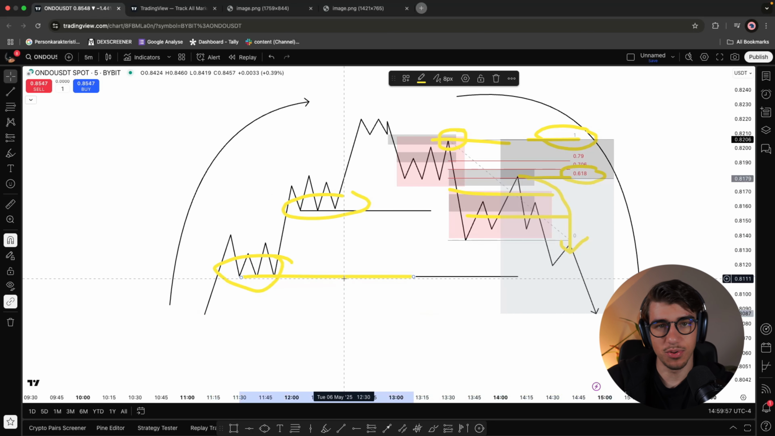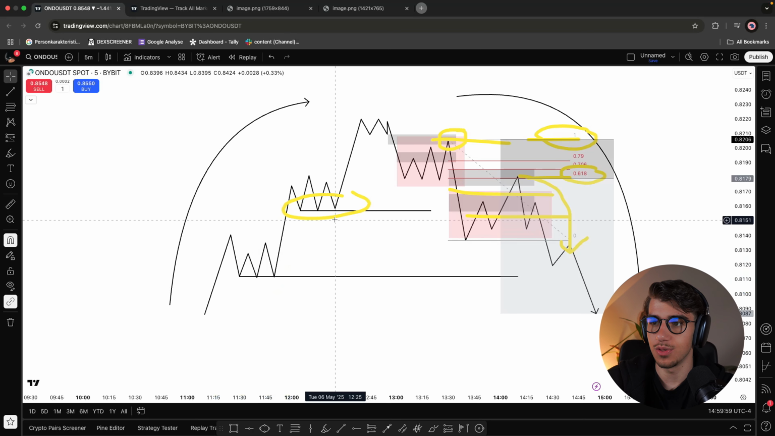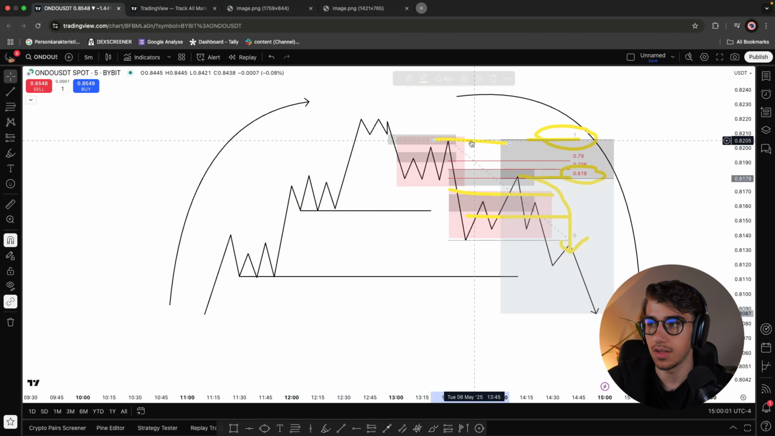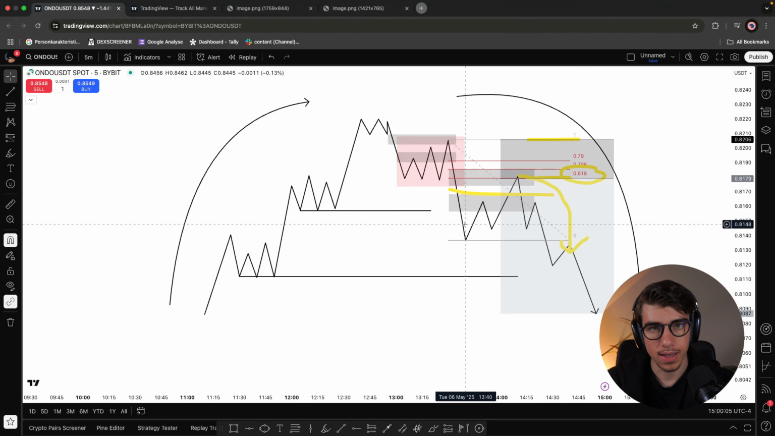Now, of course, it's important that you understand that it's not always going to look this clean. This is obviously an example that I have drawn out, so it looks very clean and easy to spot. So what I'm going to do is show you a few examples of trades that I have personally taken executing this very strategy so that you can see it's not always going to look picture perfect.